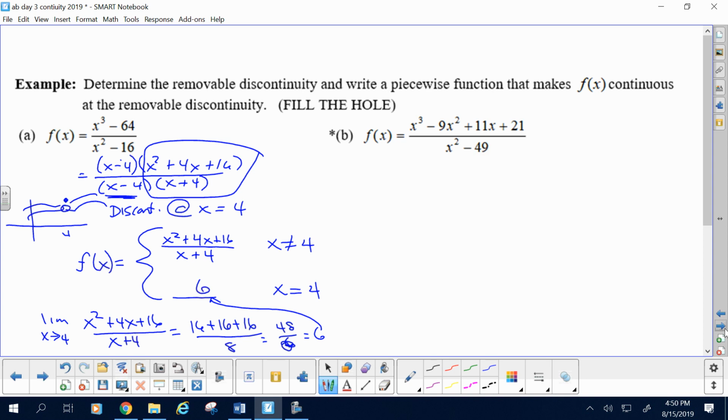Now, this one's gross because, man, it goes to solving and factoring cubes. Do you remember how to factor cubes? That's pretty gross. I'll give you a second to think about it. Start with the denominator. You know it's x minus 7 times x plus 7. So surely if this has a removable discontinuity, one of those two guys has to be a factor.